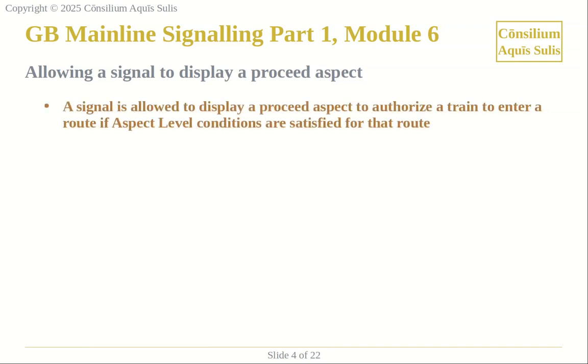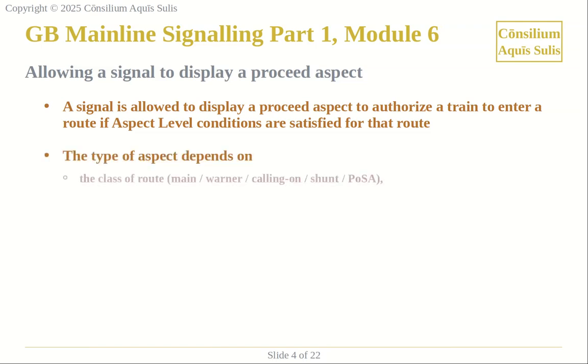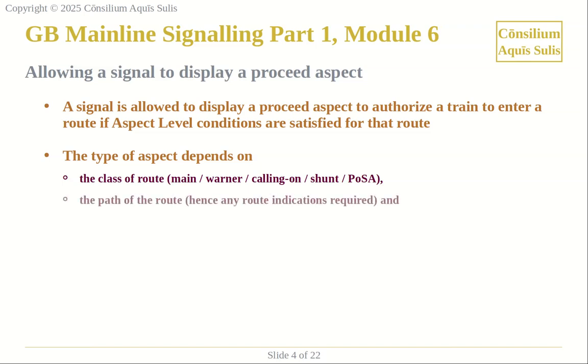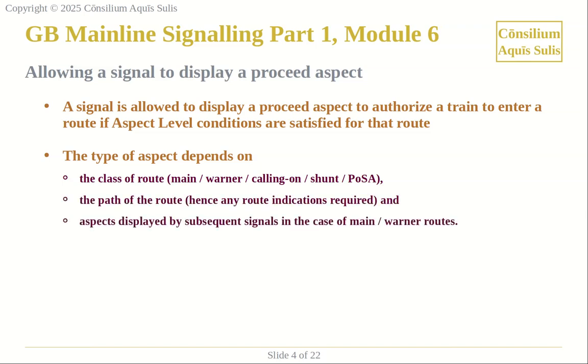Signallers are only allowed to display a perceived aspect to authorise a train to enter a route if aspect level conditions are satisfied for that route. And the type of aspect depends on the class of route, which could be main, Warner, calling on, shunt or poser, the path of the route, hence any route indications required, and aspects to be displayed by subsequent signals in the case of main and Warner routes.